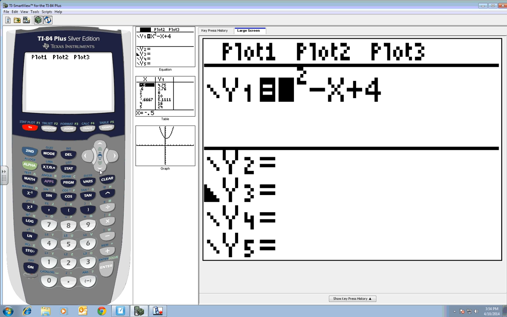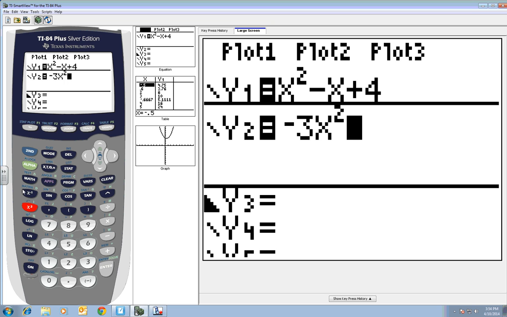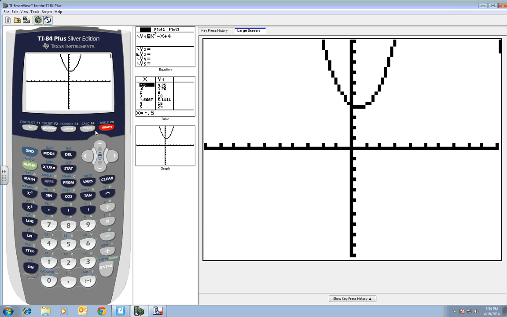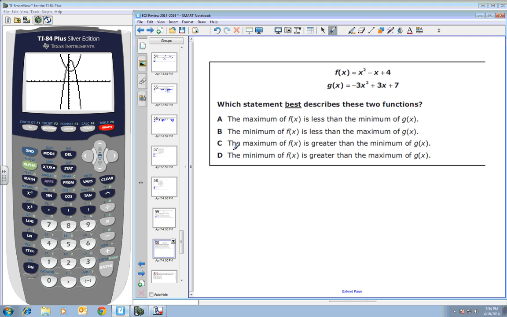Okay, in my y2, let's graph negative 3x squared plus 3x plus 7. Let's graph that. Okay, so this time they intersect. So let's look at our choices. Which statement best describes these two functions? So remember, the first one that goes up is f of x. This one that goes down is g of x.